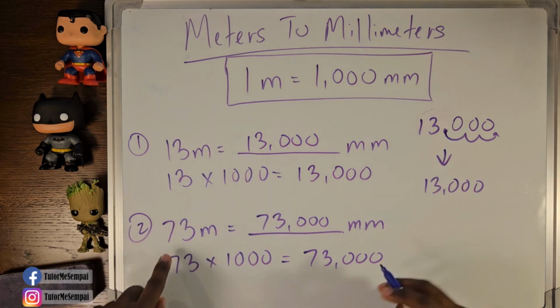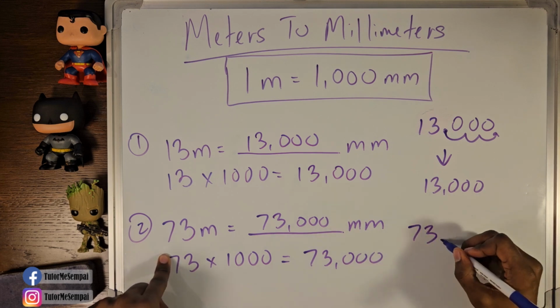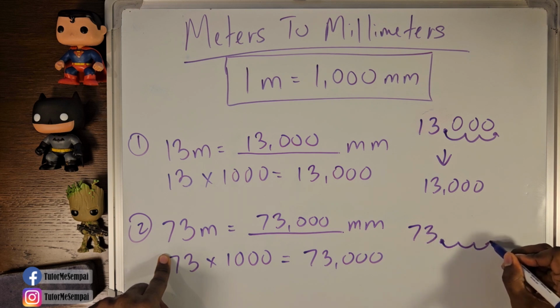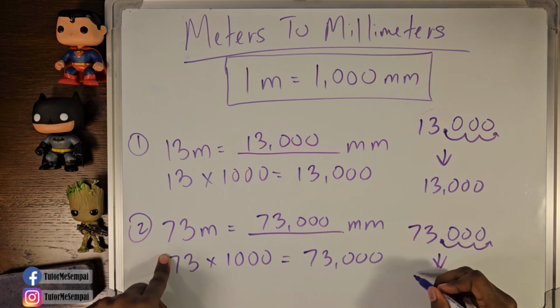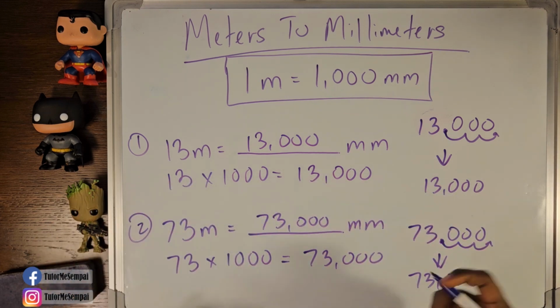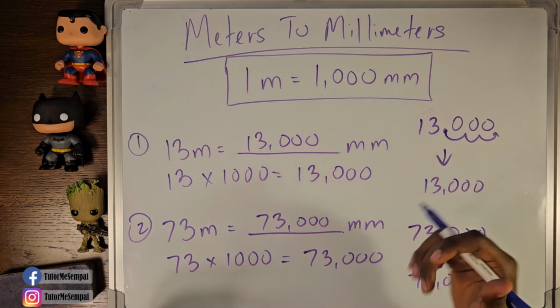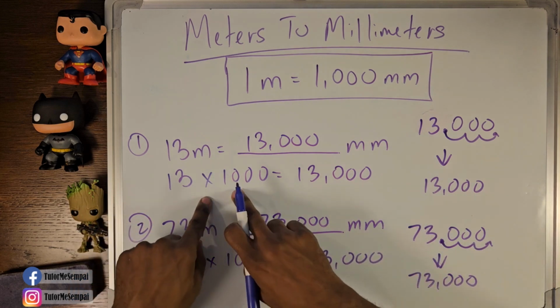Same thing here. You're starting with 73. Whether you have your decimal or not, you can put it there. Move it over 3 spaces. Put zeros in. And now you have 73,000. So if you don't want to do the math, multiplying by 1,000, you can simply move your decimal places to the right 3 spots. But if you need to show your work, multiply.